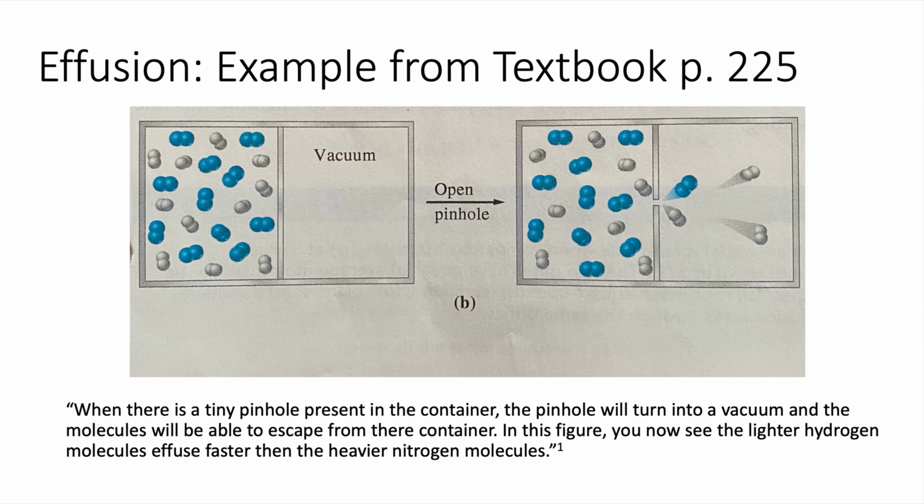On the contrary, this is a textbook definition of effusion, and this is a diagram to go with it. Effusion occurs when there's a tiny pinhole present in the container, and this pinhole leads to a vacuum, and the molecules are able to escape from their container. In this figure, you will now see the lighter hydrogen molecules effuse faster than the heavier nitrogen molecules.